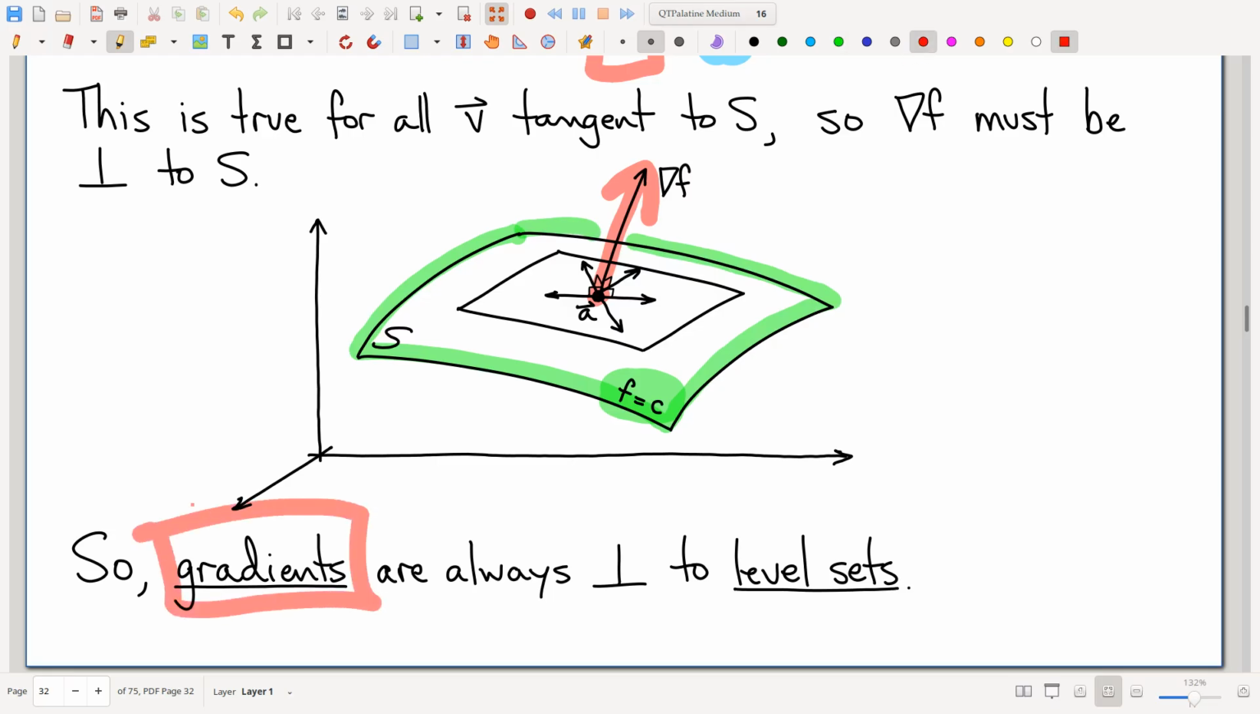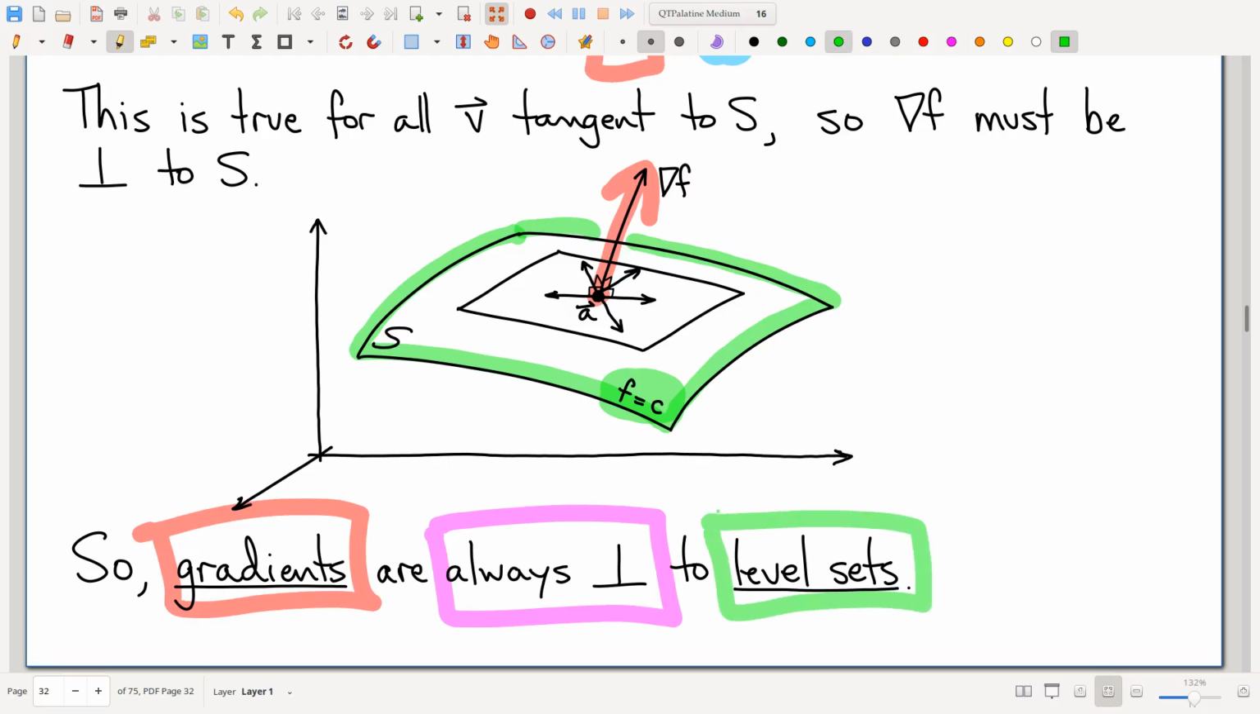Gradients are always orthogonal to level sets. Really cool fact, powerful fact. This is one of the big facts of what I like to call the calculus of level sets, right? Y'all have heard me say this a million times. We do not conflate the calculus of graphs with the calculus of parametric curves with the calculus of level sets. This is one of the big facts of the calculus of level sets. Level sets are always perpendicular to gradients.